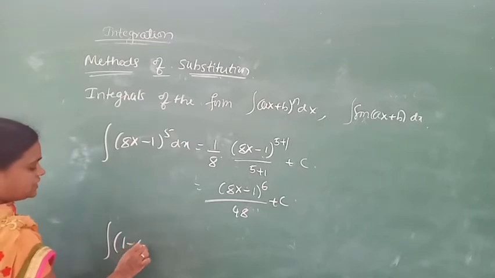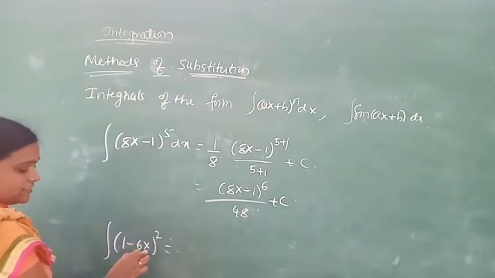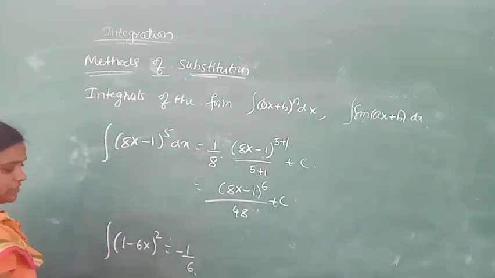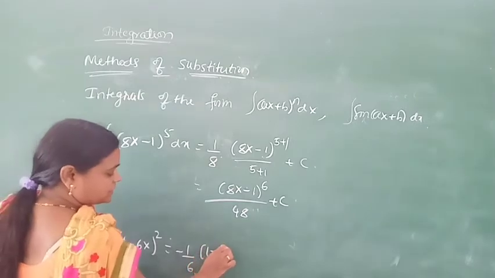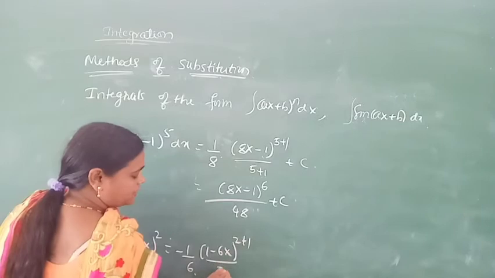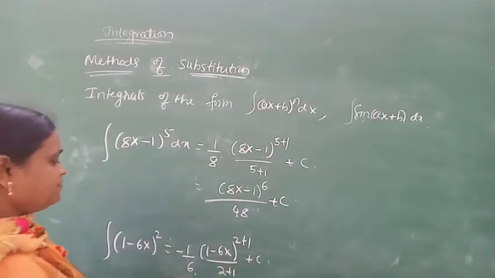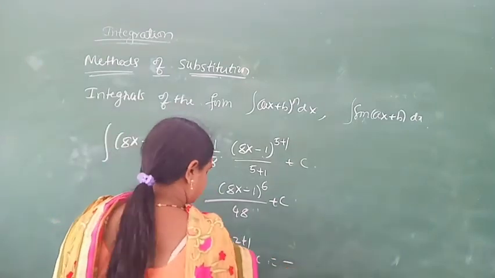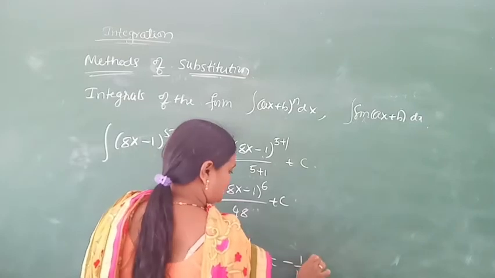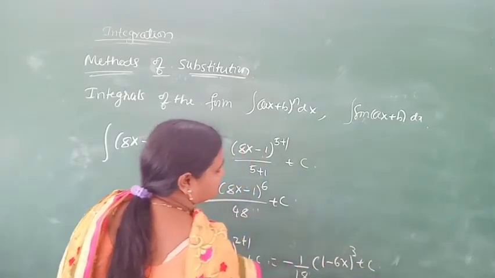1 minus 6x to the power 2. Correct. See, x is multiplied by what? Minus 6. That one we are taking as denominator, minus 1 by 6. And 1 minus 6x squared, integration is what? 2 plus 1 by 2 plus 1. Plus c, you can do directly. We get minus 3 into 6, 18. Minus 1 by 18, 1 minus 6x to the power 3, plus c.